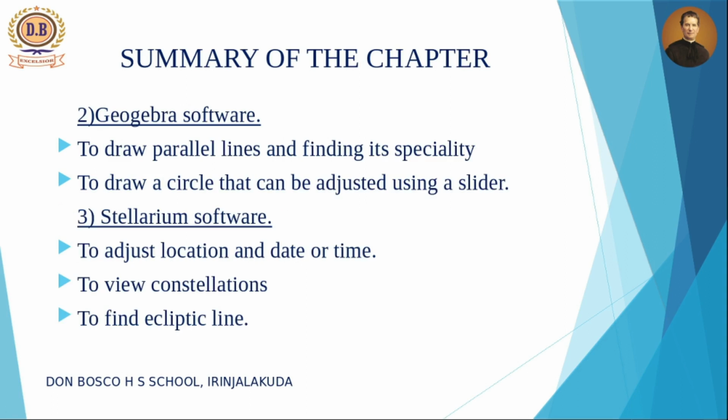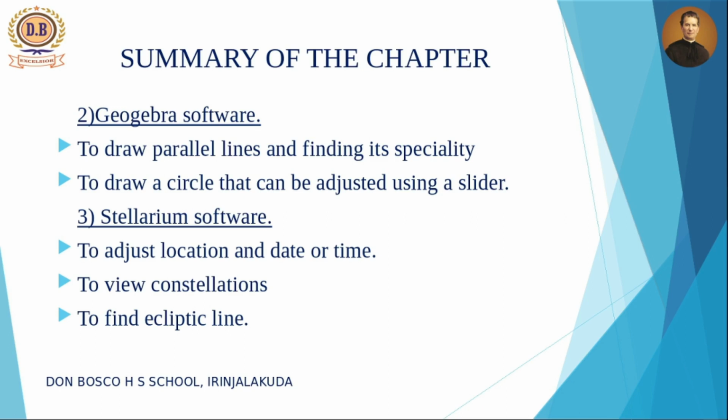The second software was GeoGebra software, used to draw geometrical shapes in mathematics. The first activity was to draw parallel lines and find their properties using the parallel line tool, point tool, intersect tool, etc. The second activity was to draw a circle using the circle with center and radius tool, which can be adjusted using a number slider. The third software was Stellarium.